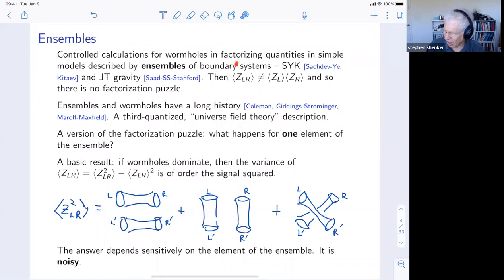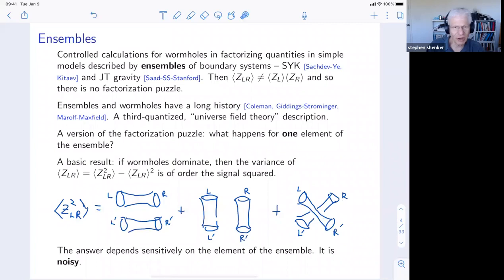If I denote ensemble averaging, that means a probability distribution of quantum mechanical systems, by these angle brackets, then the ensemble average of the combined system is not equal to the product of the ensemble averages. Well, anytime you have averaging of something that has some non-zero dispersion, it'll obey something like this. And so there's no factorization puzzle.